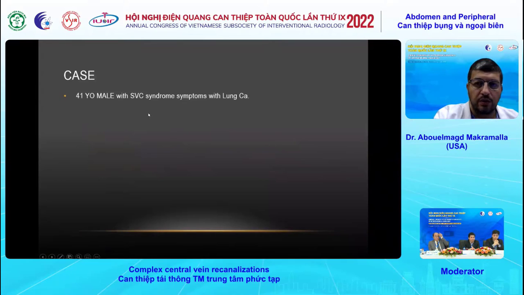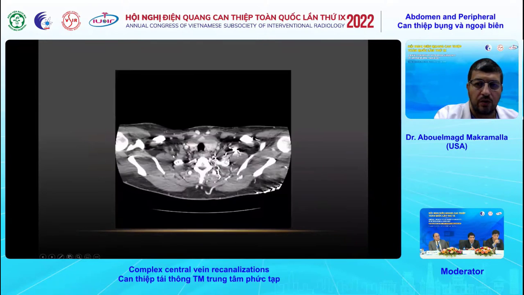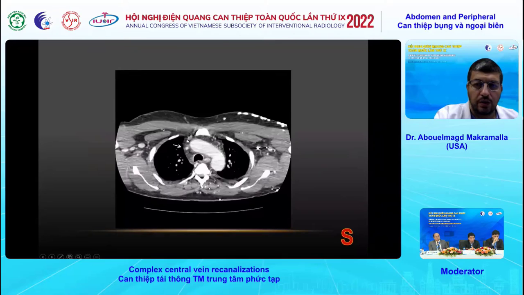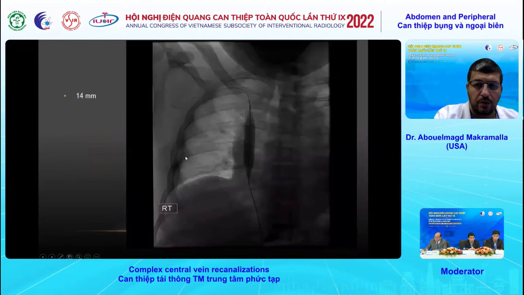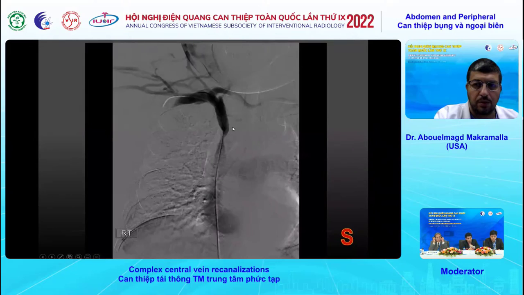This is a patient with SVC syndrome symptoms and lung cancer. As you can see, their SVC at the brachycephalic is completely occluded with calcifications. We were able to recanalize the SVC via groin access and angioplasty the occluded vein with a 14mm balloon. We got relatively fair results.